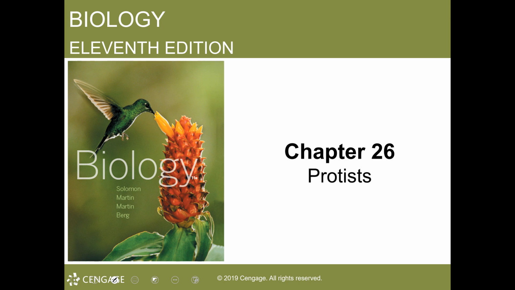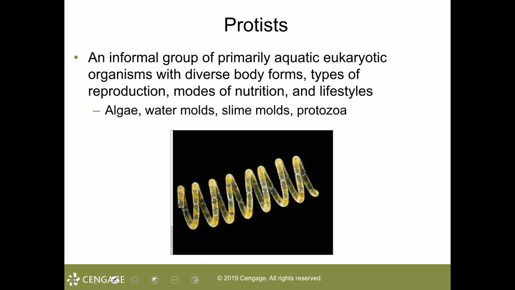Protists. So protists are an informal group of primarily aquatic eukaryotic organisms with diverse body forms, types of reproduction, modes of nutrition, and lifestyles. So protists, which include the algae, water molds, slime molds, and protozoa, are unicellular, colonial, or simple multicellular organisms that have a eukaryotic cell organization.